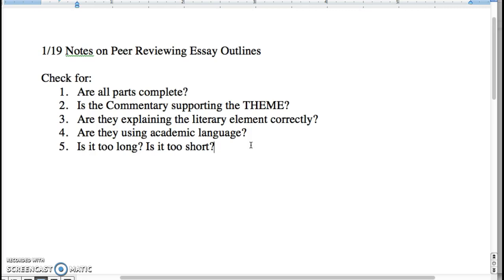Okay, we're ready to move on now. We've got these notes. Keep them out on your desks while you're peer editing so that you can keep these 5 questions in mind as you're giving your classmate feedback on their outline.